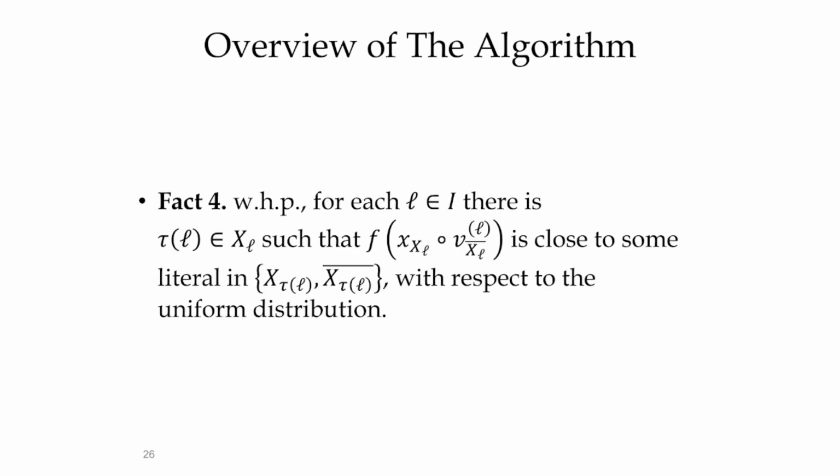Fact number 4. With high probability, for each L in capital I, there is tau of L in capital XL such that f of x subscript capital XL concatenation V subscript capital XL powered by L is close to some literal in x tau L and x tau L bar. With respect to the uniform distribution, of course.